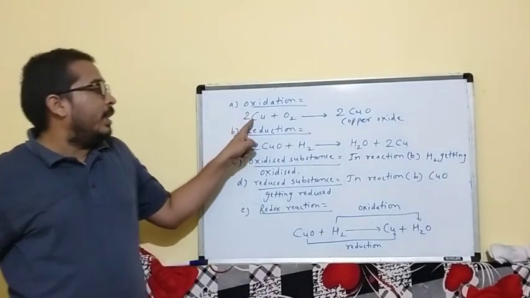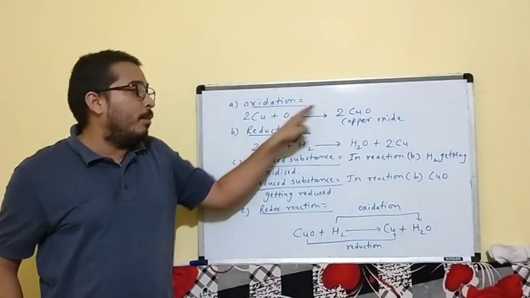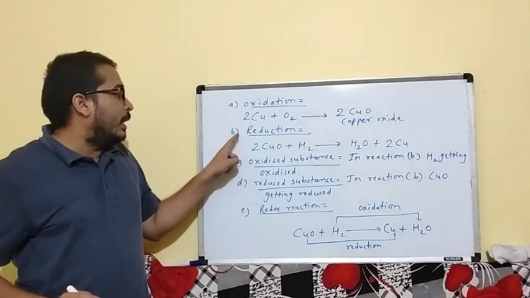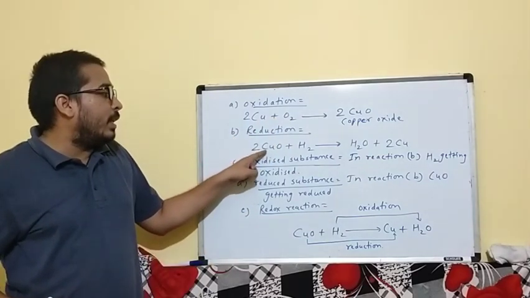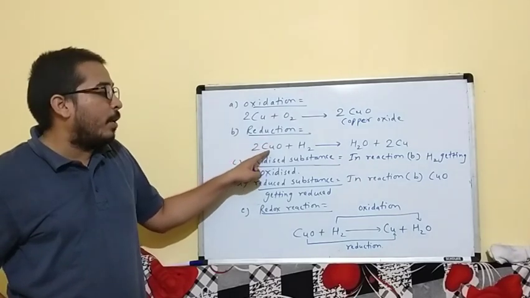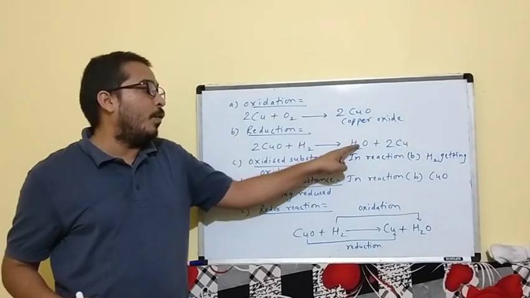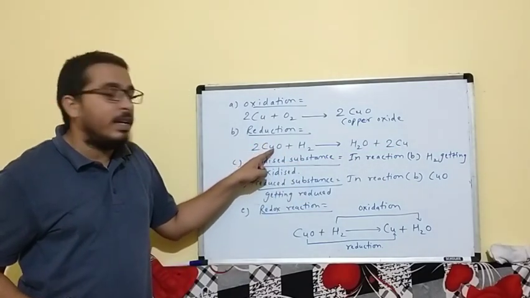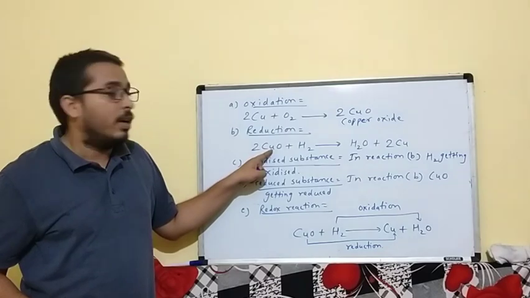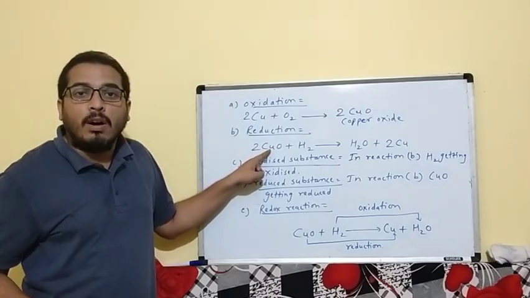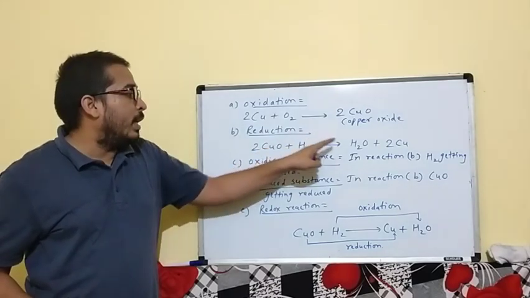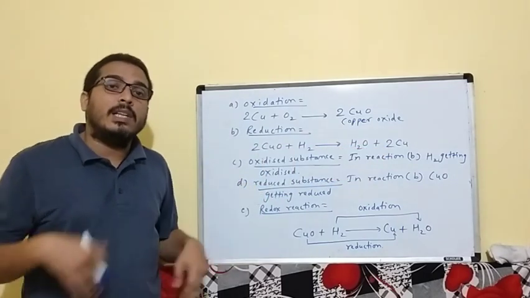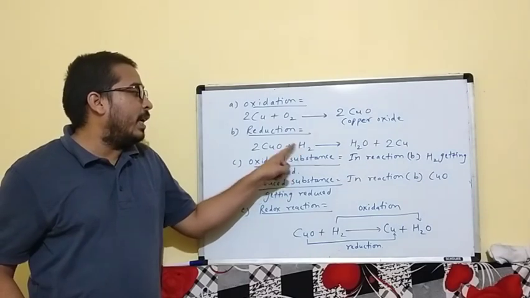So in this reaction, copper gaining oxygen and forming copper oxide is called an oxidation reaction. Second one, reduction. In this reaction, copper oxide reacts with hydrogen and forms water and copper. In this reaction, copper oxide is losing oxygen. So this is called a reduction reaction. And on the other side, hydrogen is gaining oxygen.